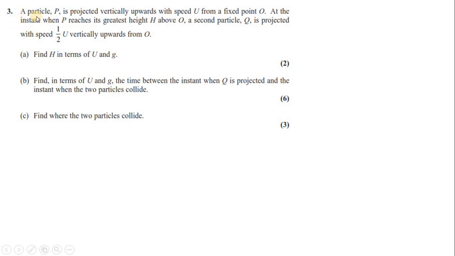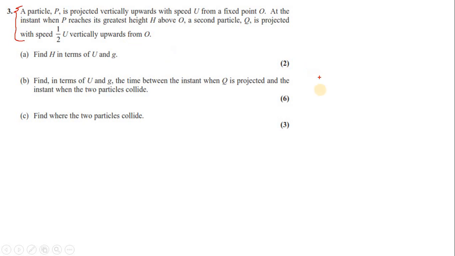Question number 3. A particle P is projected vertically upward with speed u from a fixed point O. At the instant when P reaches its greatest height h above O, a second particle Q is projected with speed half of u vertically upwards from O. Find h in terms of u and g. In this type of question, in my opinion, you should draw the situation, so you can visualize it and apply the formula according to the condition.